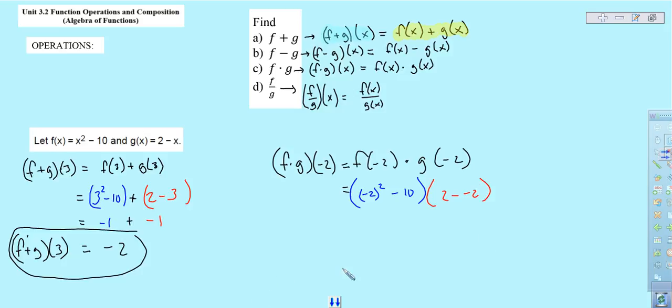We simplify each one independently. 2 minus negative 2 is 4. Leave those parentheses around it for right now. Negative 2 squared is 4. 4 minus 10 is negative 6. So now we have a negative 6 times a positive 4, which is equal to negative 24.